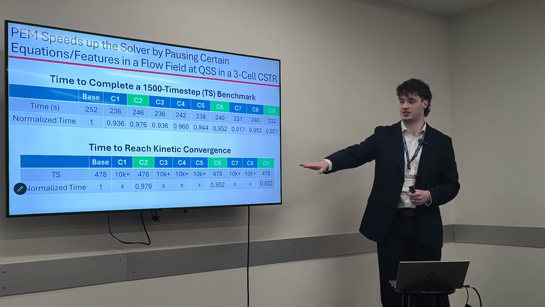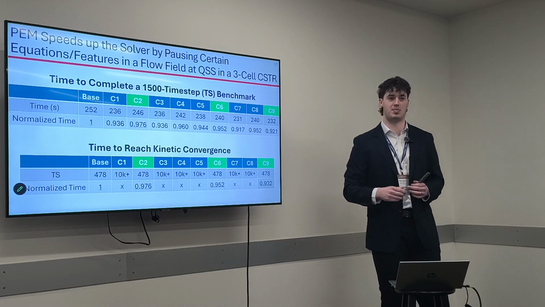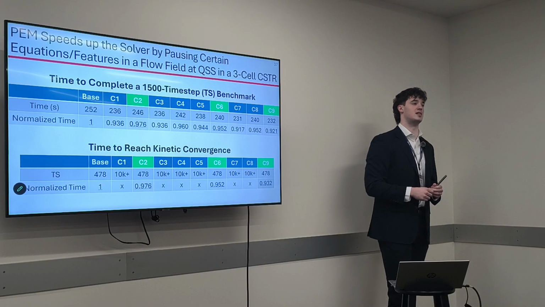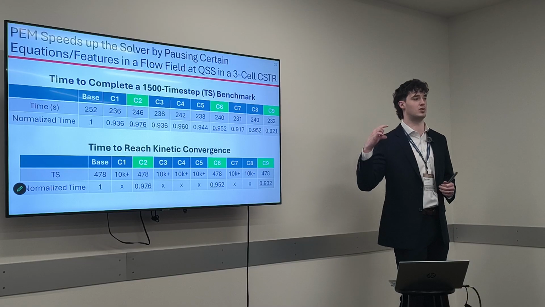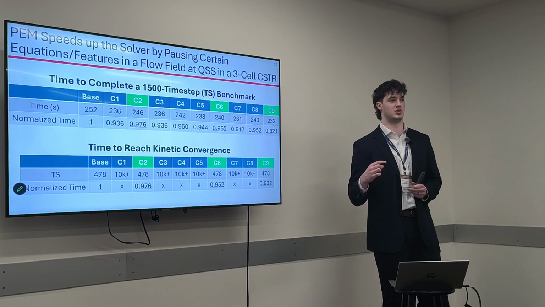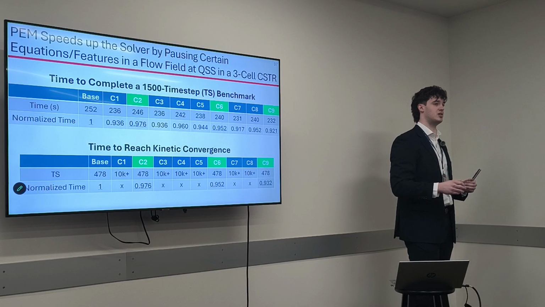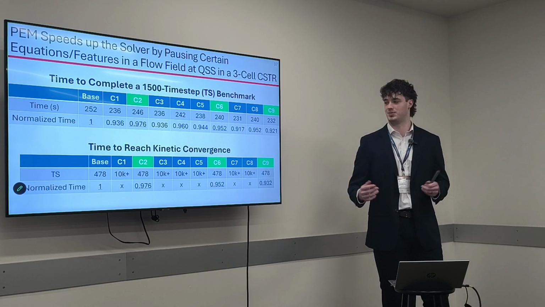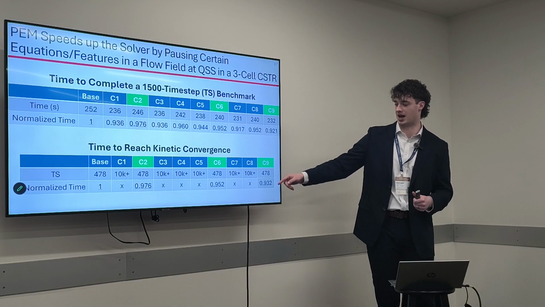You also notice that some of these are X'd out. That is because these PEM cases diverged, and the commonality between all of them is that they had either the species transport or the energy equation disabled, indicating that both of those are necessary for the kinetics to progress without blowing up. And you'll notice for C9, that number does not match.